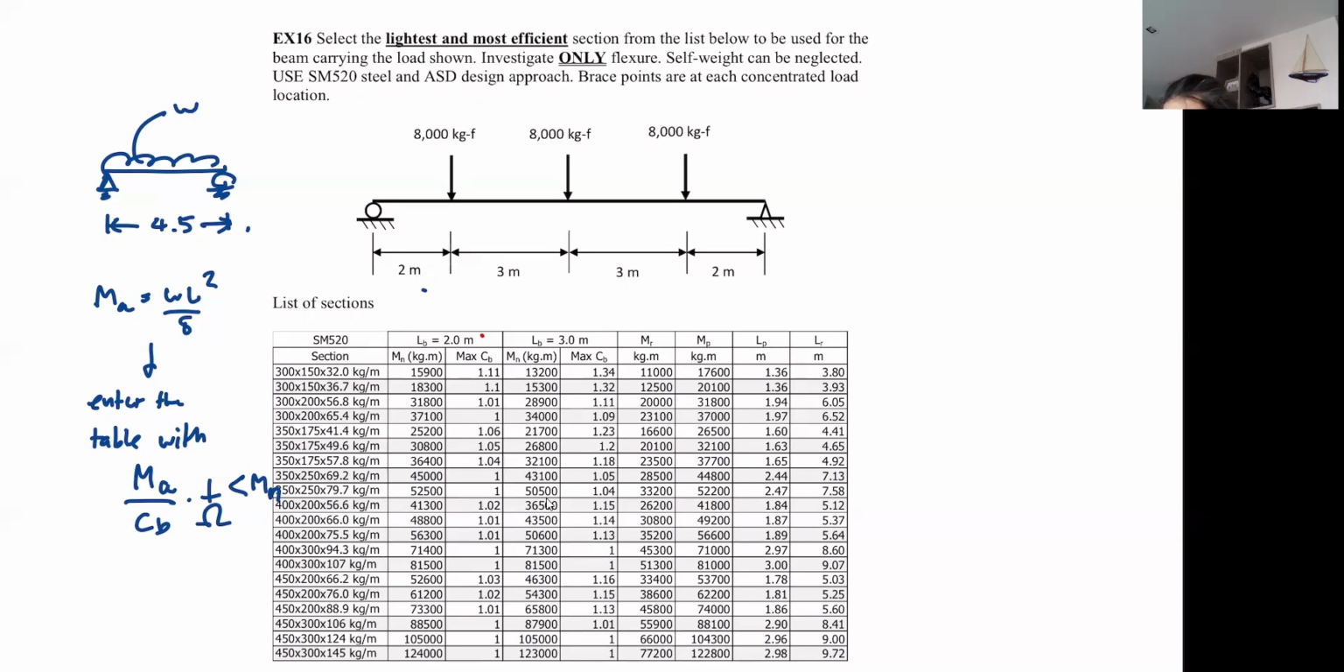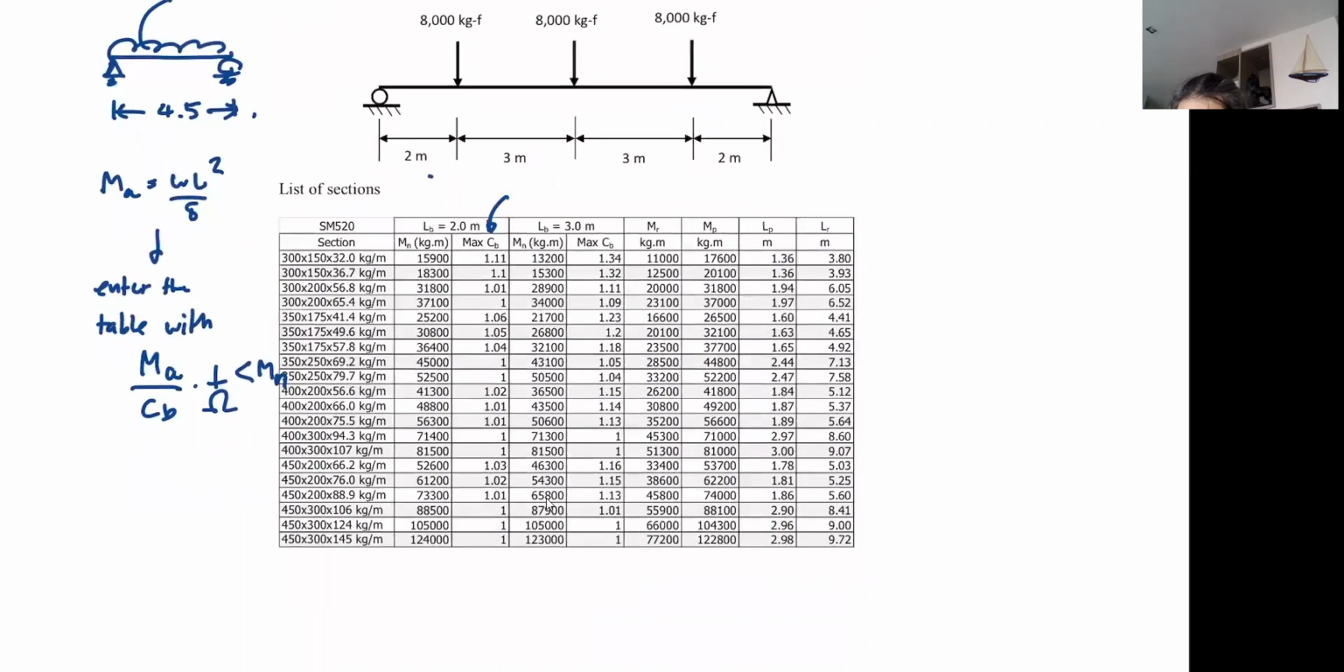So you may notice that I also have this column here, maximum CB. So what does it mean? It means that when you consider this beam, a CB beyond 1.11 will shoot this beyond MP. Remember our design curve looks like this, and then the CB will bring this portion up.